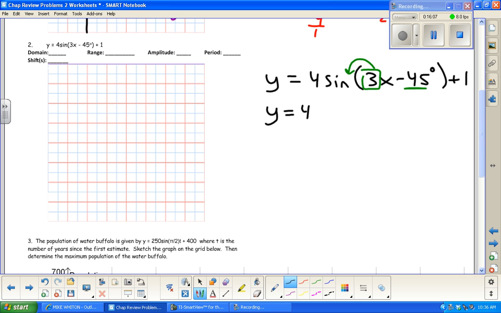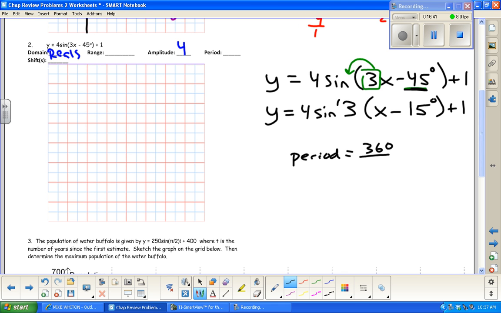So what you want to do, if the b value, that 3, is inside, you want to bring it out. Think about 3 getting multiplied by x, and then 3 getting multiplied by 15. That would distribute to be the 45 that it was supposed to be. So the phase shift is actually 15. We'll do that in a second though. Domain, all reals again. Range, let's talk about that in a second. Amplitude we can see is the 4 at the beginning. Now the period, again, this one's degrees, so 360 divided by this 3, the b value, so the period's 120.